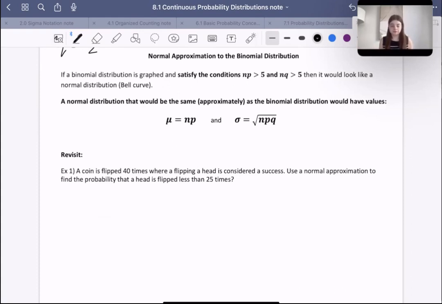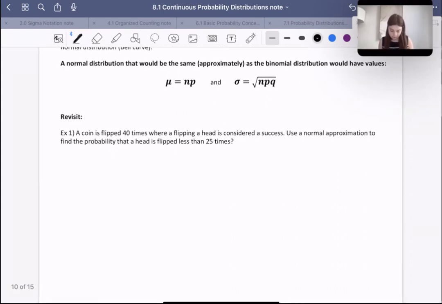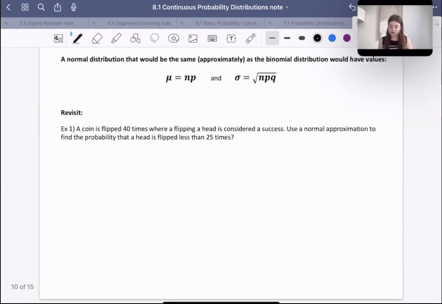Very good. Now that we know we can use this to find the answer, let's revisit the question we just did, where a coin is flipped 40 times, and flipping a heads is considered a success. Use a normal approximation to find the probability that heads is flipped less than 25 times.